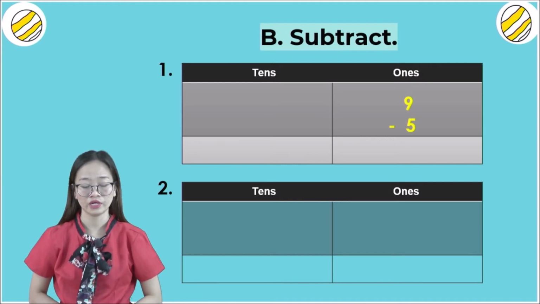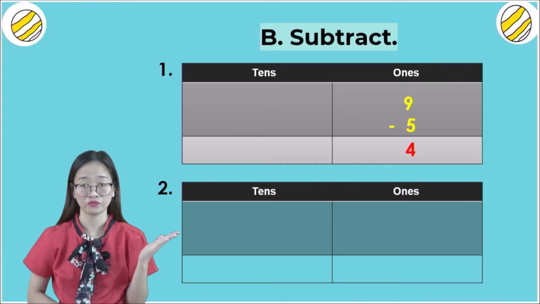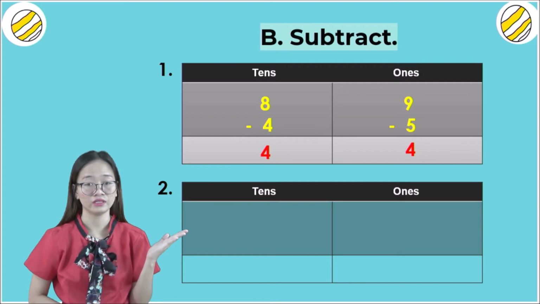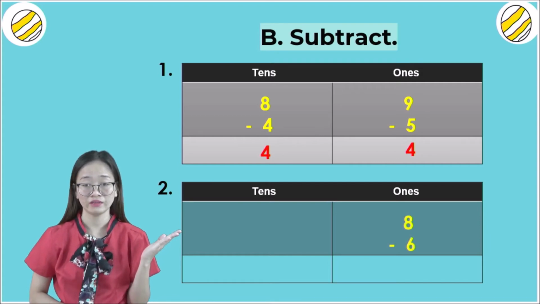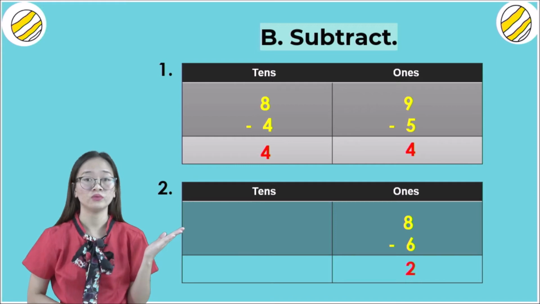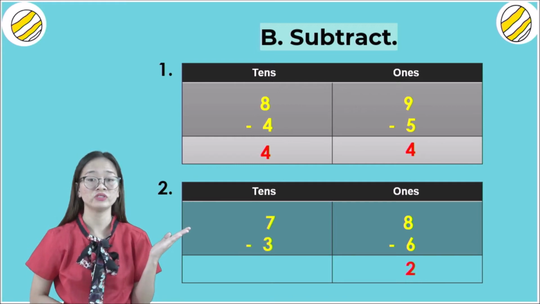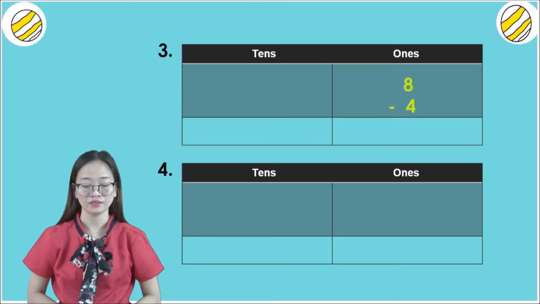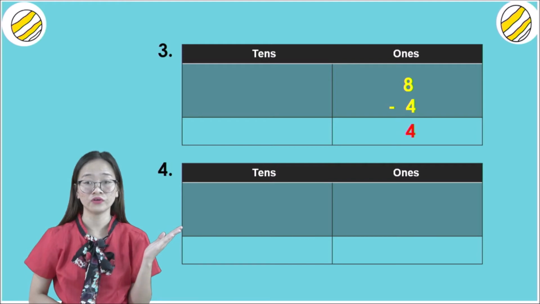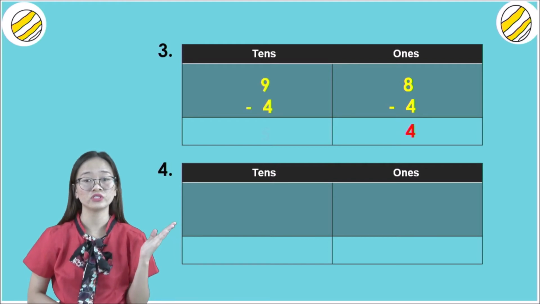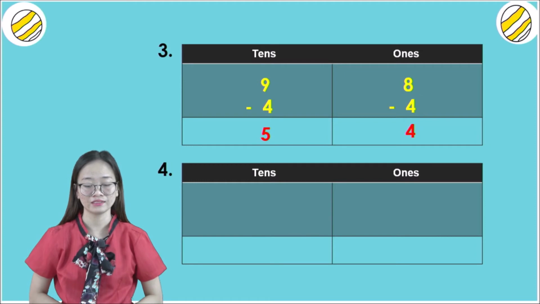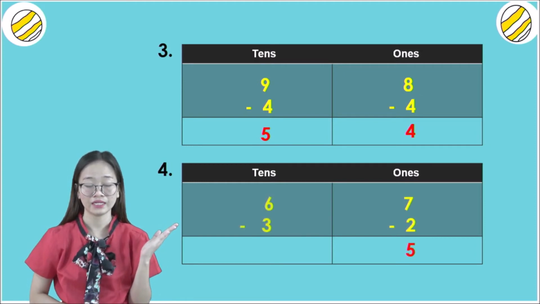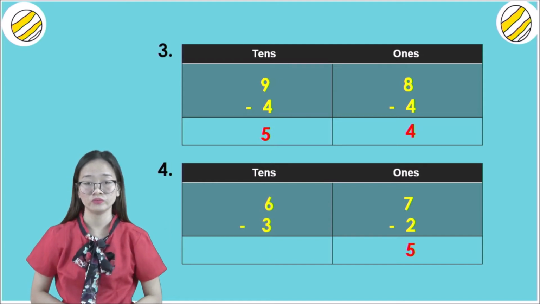So we have 9 minus 5 is equal to 4. So 8 minus 4 is equal to 4. Okay, number 2. 8 minus 6 is equal to 2. And 7 minus 3 is equal to 4. Okay, next. 8 minus 4 is equal to 4. 9 minus 4 is equal to 5. Okay, next. 7 minus 2 is equal to 5. And 6 minus 3 is equal to 3.